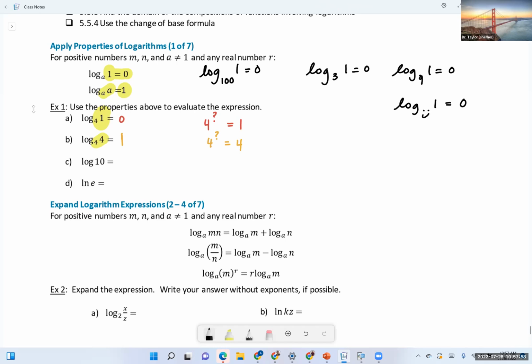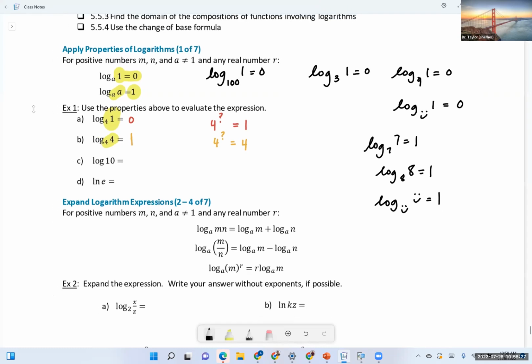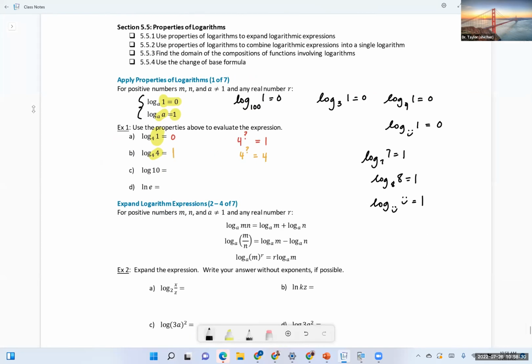Yep, even smiley face. Okay. And then log base 7 of 7 equals 1. Log base 8 of 8 equals 1. Log base smiley face of smiley face equals 1. It doesn't matter what it is, because the only exponent that will give you itself is the exponent of 1. These are 2 properties that you'll have to know.